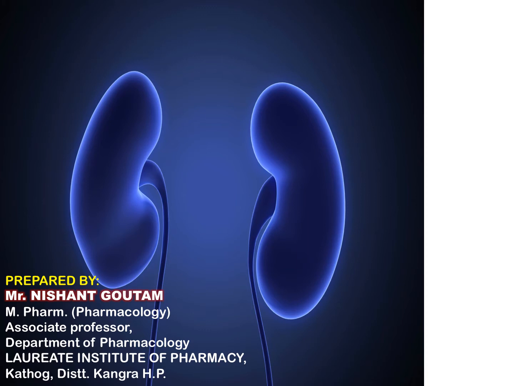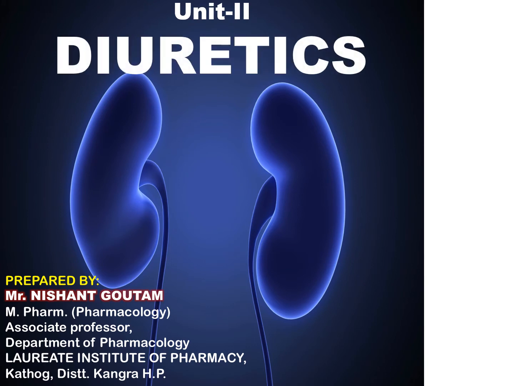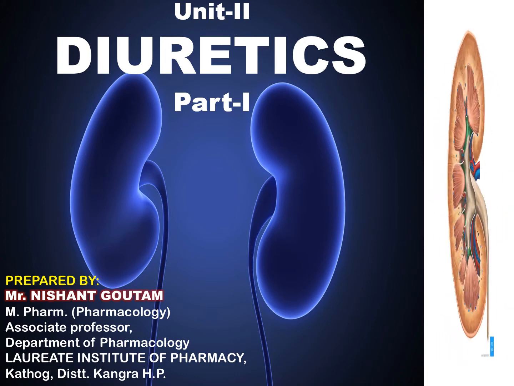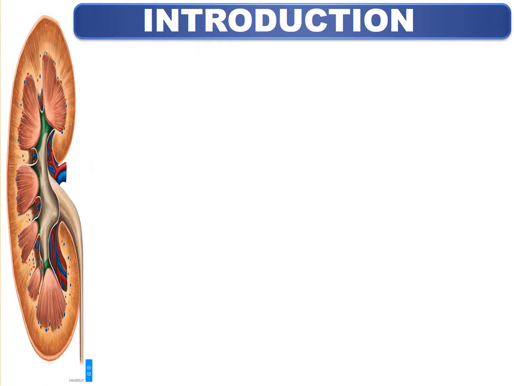Today we will discuss the chapter Diuretics, which belongs to your second unit, drugs acting on the cardiovascular system. This is a very big chapter, so I have divided it into 4 parts for your convenience. One by one, each and every part we will discuss and continue the description of the diuretics. So let us start with some introductory description of the diuretics.